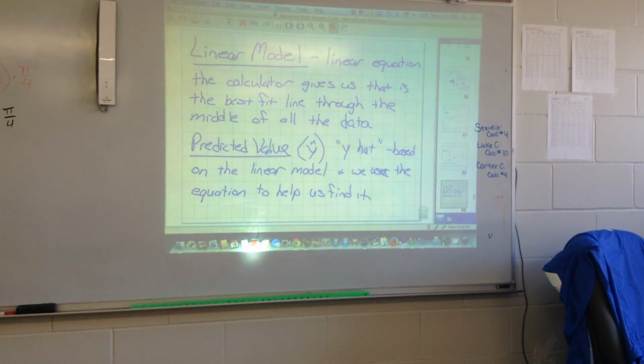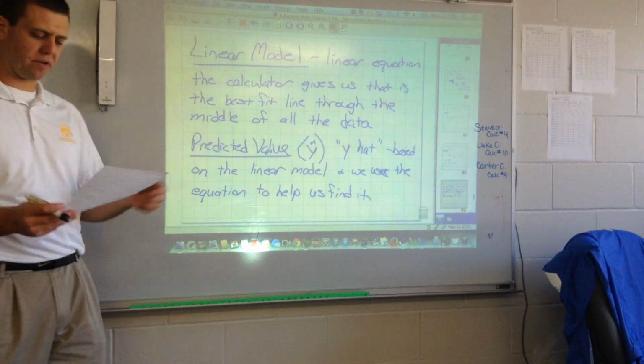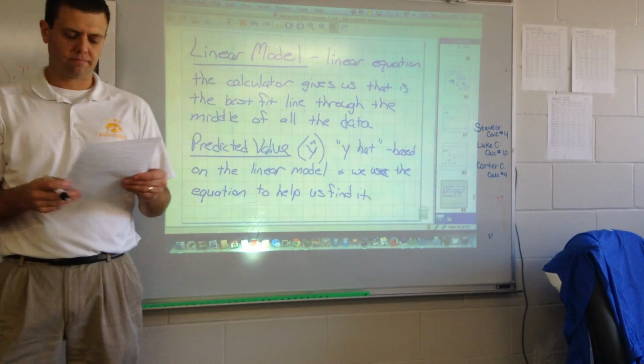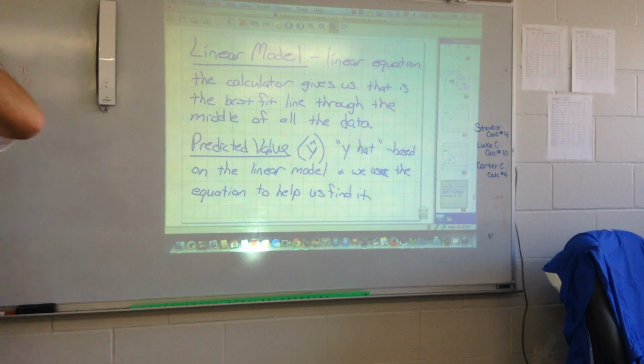Okay? So if you want to get a predicted value, you just use that equation to help you find that predicted value. But the notation I will want you to use is that y with that little caret symbol from your calculator above it, called y hat.